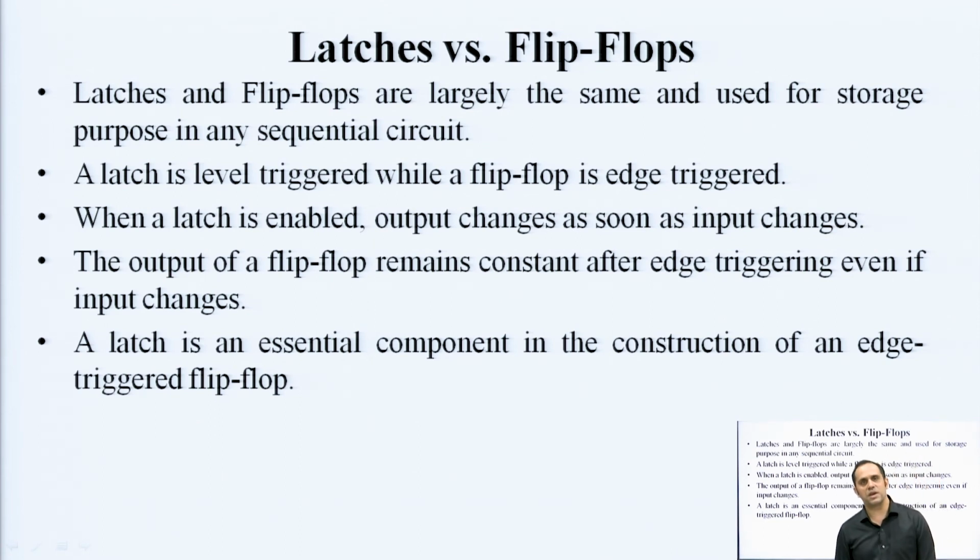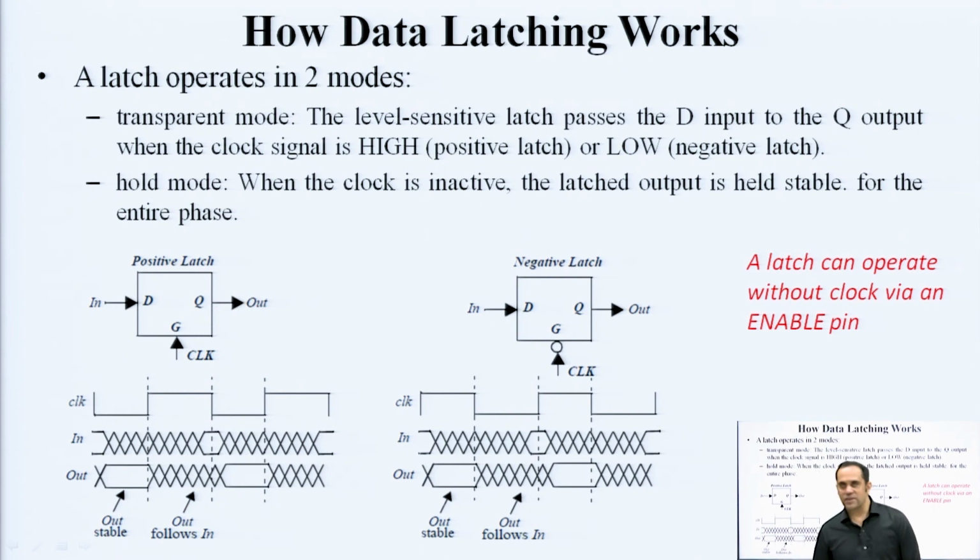So, this is the major comparison between a latch and a flip flop, and let us see how latching works. A latch operates in two different modes. One is known as a transparent mode. This is your writing mode basically. When the latch is enabled, whatever you have applied at data input D gets copied to data output Q. These are standard notations. Input is generally represented as D and output as Q.